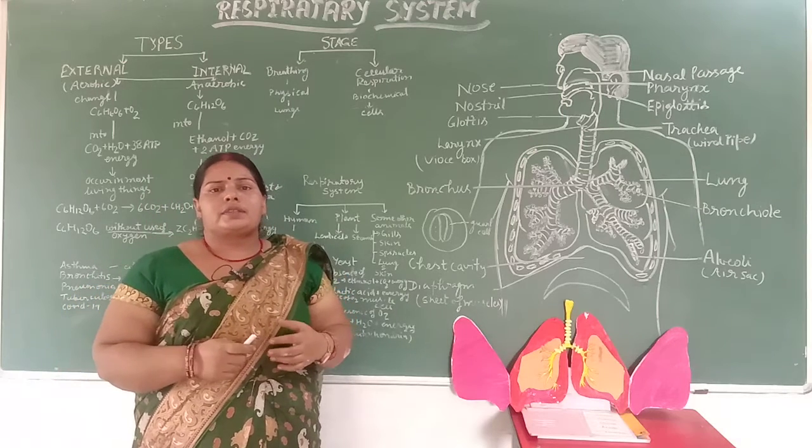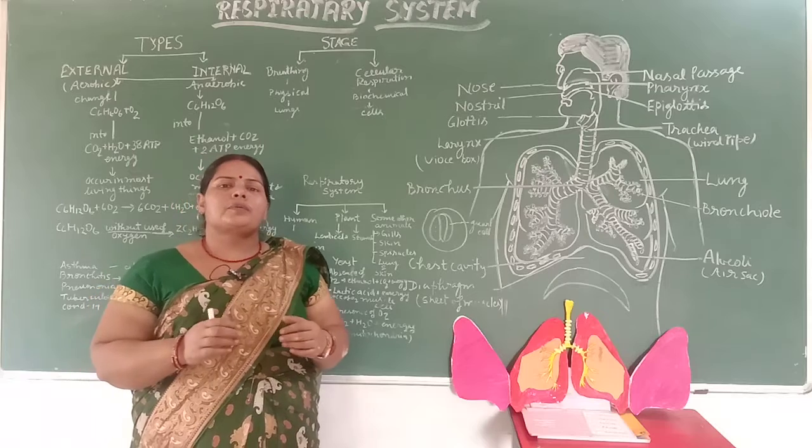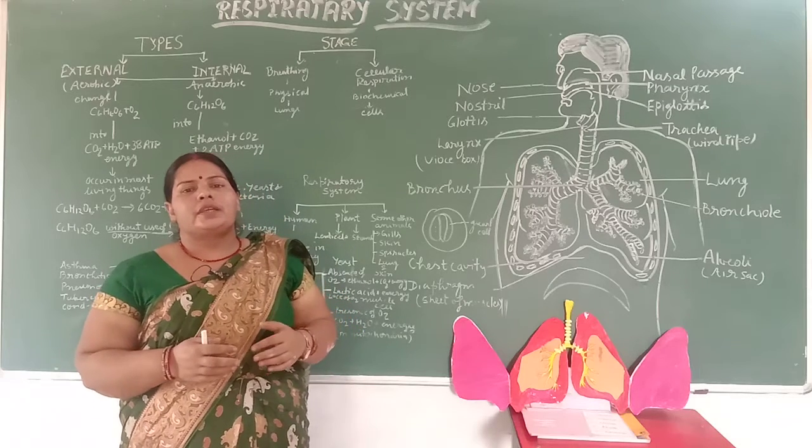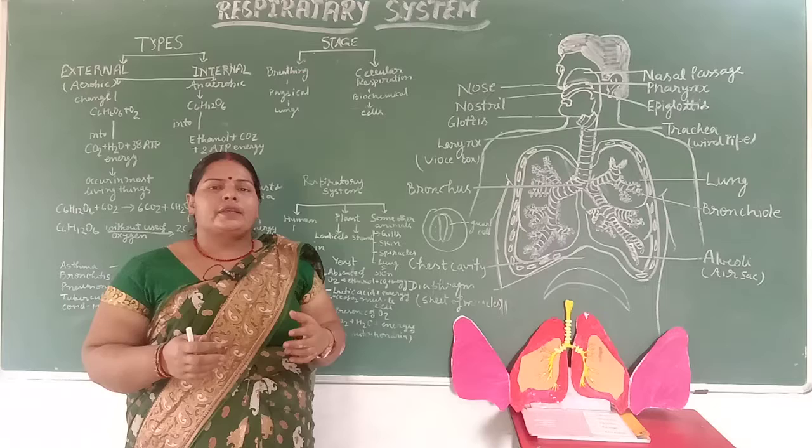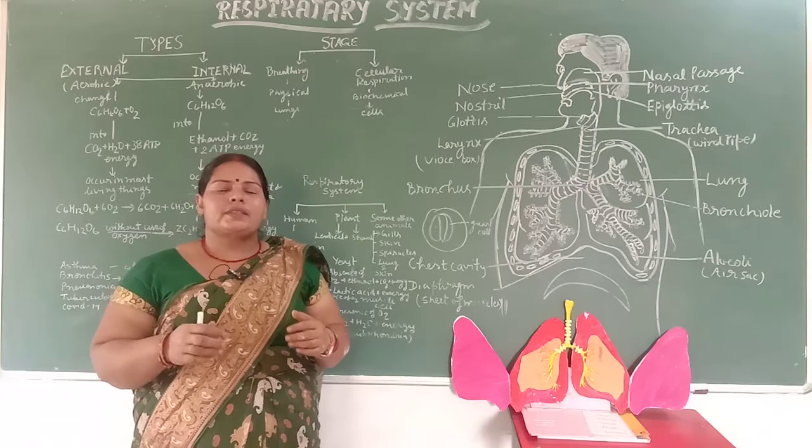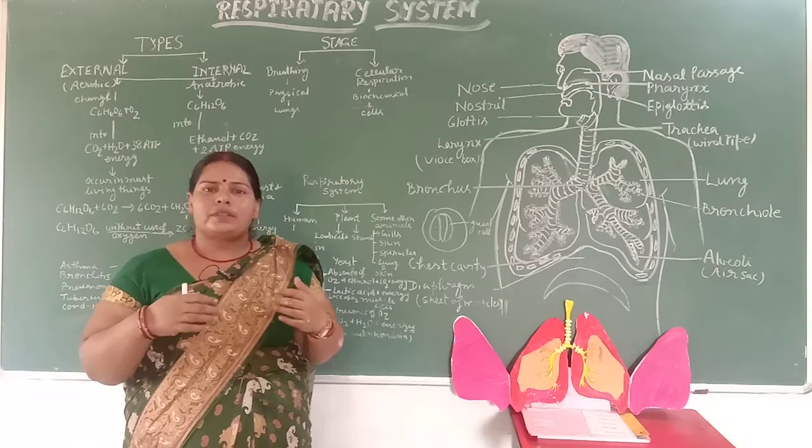All the carbon dioxide in the plant is used in photosynthesis, and it is converted again into oxygen, which human beings take in. That cycle keeps cycling in nature.